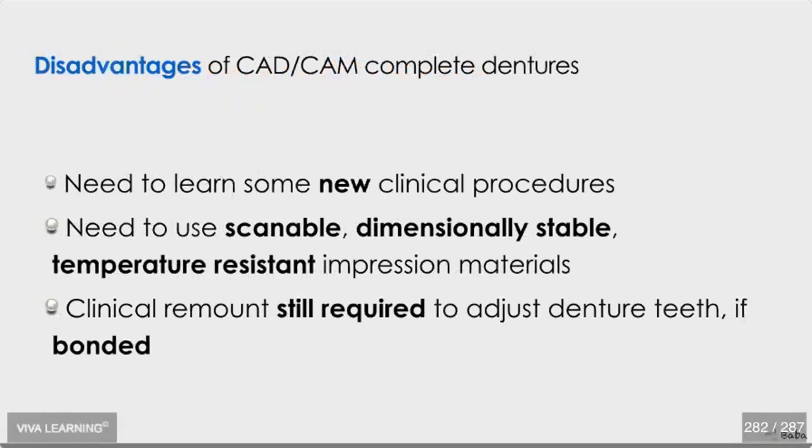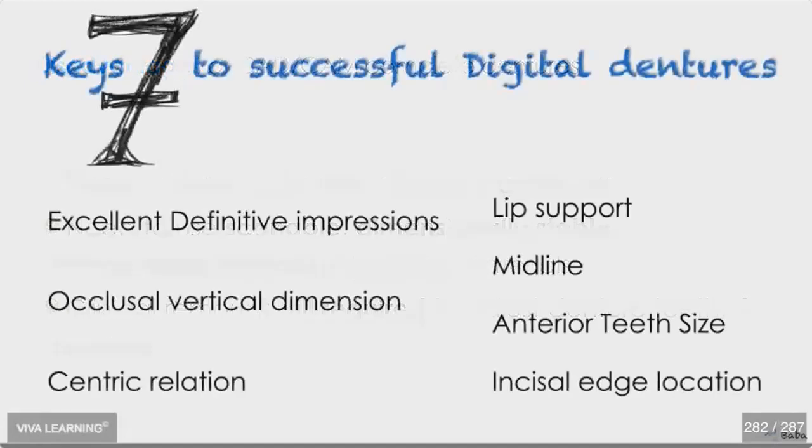The disadvantage is that there is a need to learn some new clinical procedures, and a need to use scannable, dimensionally stable, temperature-resistant impression materials. Remember, you're going to have to make an impression, put it in a box, and send it to a lab technician. Depending on the area where you live, like Southern California with boiling heat, or Arizona or Nevada, you have to have a material that is stable. Also, a clinical remount is still required to adjust denture teeth if they are bonded. If the teeth are milled, you don't have to worry about a clinical remount. But if your teeth are bonded, you need to do that.